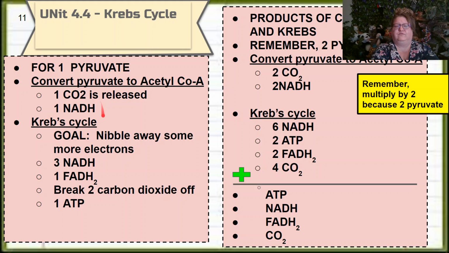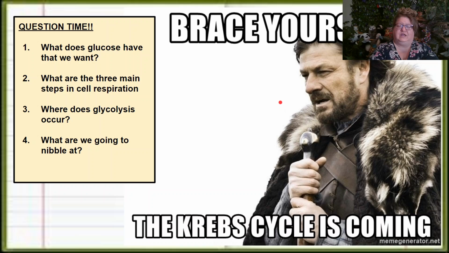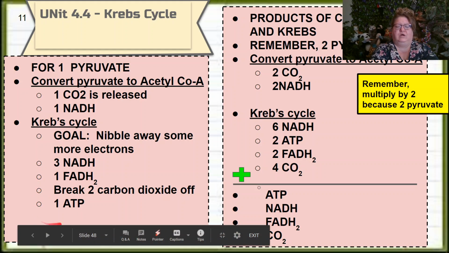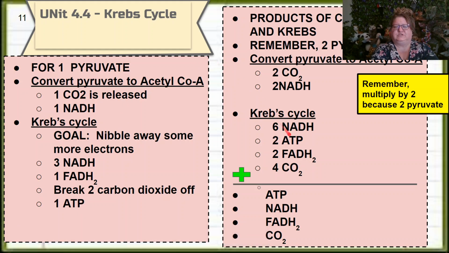So for 1 pyruvate in the conversion, we can get 1 NADH. But that happens again with the other pyruvate. So that means we need to account for 2. And we're going to practice this. So again, if you're kind of getting this, if you're looking confused, don't worry, we're going to practice. All right. So the Krebs cycle is going to be able to make 3 NADH, 1 FADH2, and 1 ATP. But again, that's just for 1 pyruvate. We got to multiply by 2. So 6 NADH, 2 ATP, and 2 FADH2, and 4 carbon dioxide.